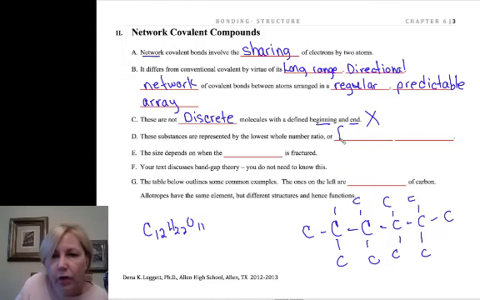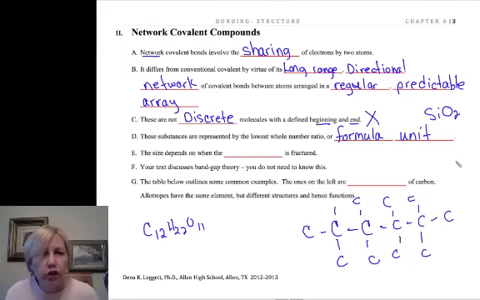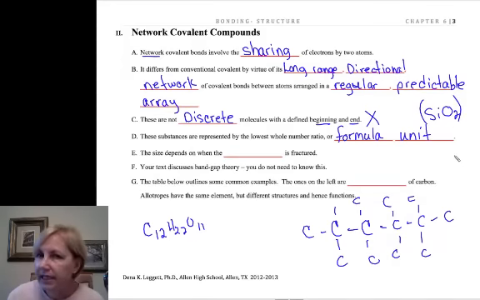So these are going to be much like ionic compounds. We're going to represent these as a formula unit. A prime example of that would be SiO2. We'll see that structure in a minute. That's silicon dioxide, sand, or glass. It's got a variety of common substances that can bring it to mind. And this is a formula unit. That's not just one silicon and two oxygens, as you'll see in the picture.